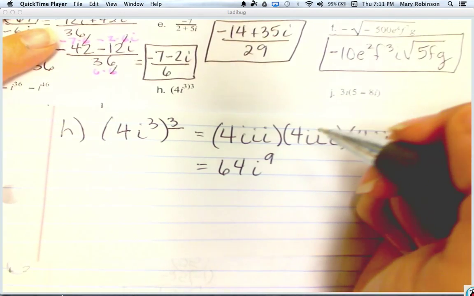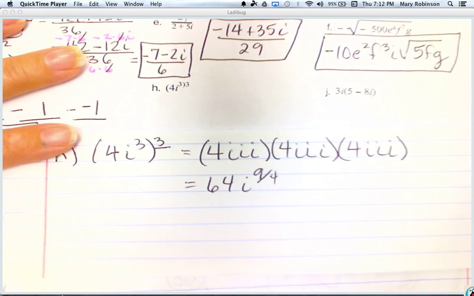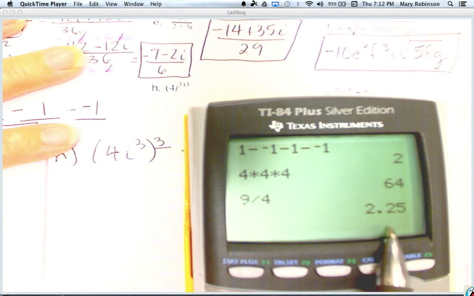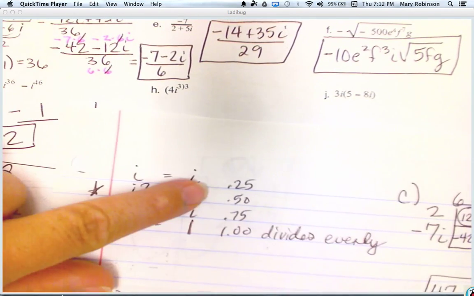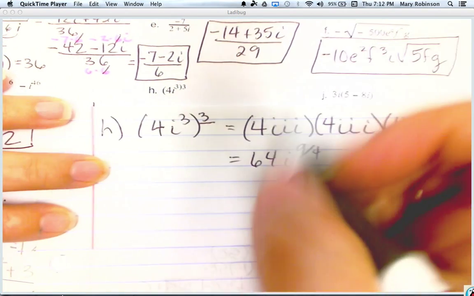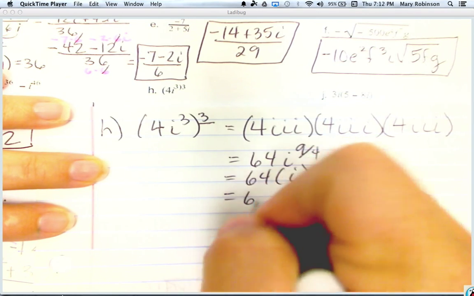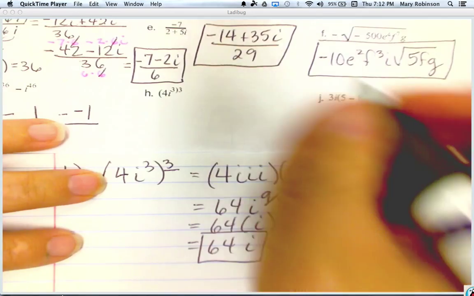But again, anything with these powers higher than i to the first, we've got to simplify. So we want to divide it by 4. It ends in 0.25. Refer back to your chart. If it ends in 0.25, that's i. So this is really 64 times i, which is 64i as your answer. Okay? So 64i.